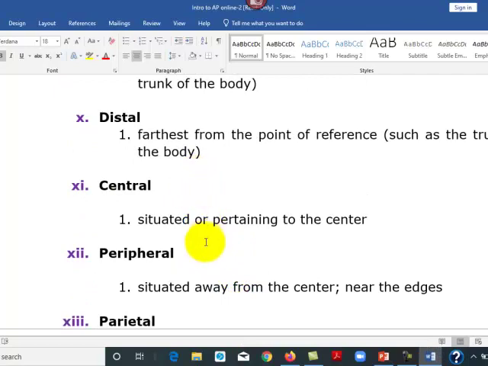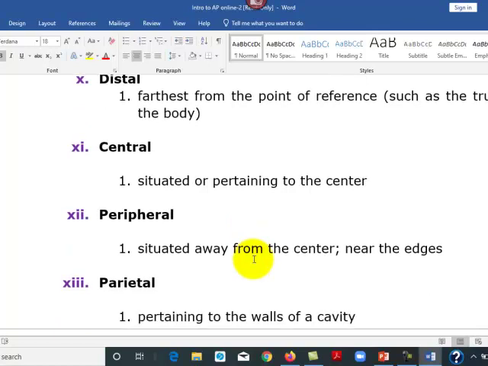So central, peripheral. Central is talking about like the abdomen, center structure. Peripheral, outside of the central part of the body. We actually have what is called a central nervous system, brain, spinal cord, and then you have a peripheral nervous system, which are all the peripheral nerves toward the edges.